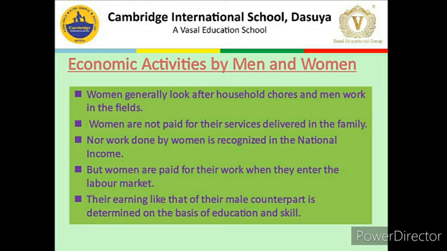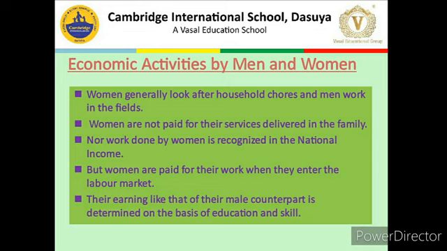On the other hand, Geeta, who was the mother of Vilas, earned an income by selling fish. Therefore, you can summarize that women are paid for their work when they enter the labor market, when they are doing some kind of economic activities. Their income, like that of their male counterpart, is determined on the basis of education and skill. Education helps an individual to make better use of the economic opportunities available before him. Education and skill are the major determinants of the earning of any individual in the market.